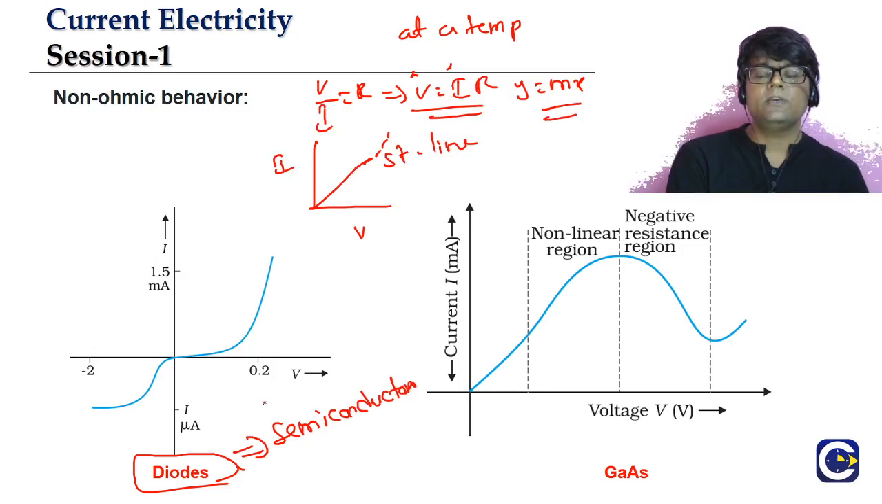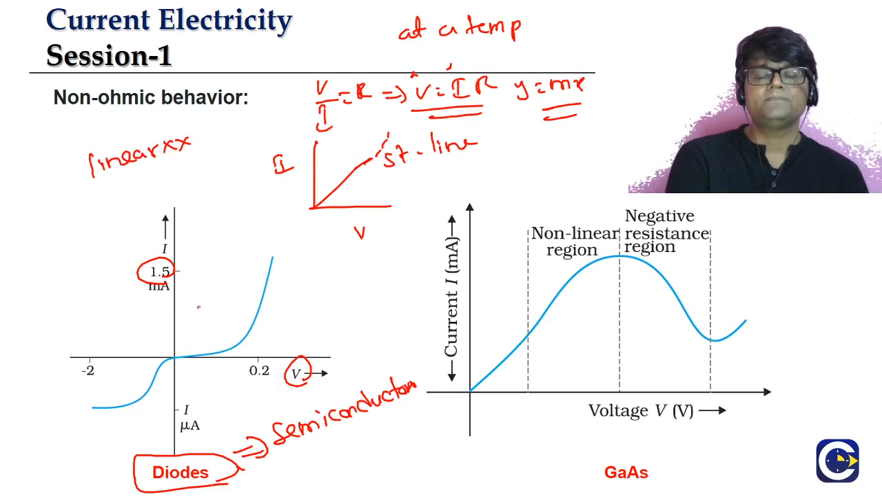So diodes are made by using what? Semiconductors. There are two interesting things about the diode. If you see the graph, it is never a straight line. It is always curved. It means the voltage you apply and the current do not have a linear relation. So there is no linear relation at all.